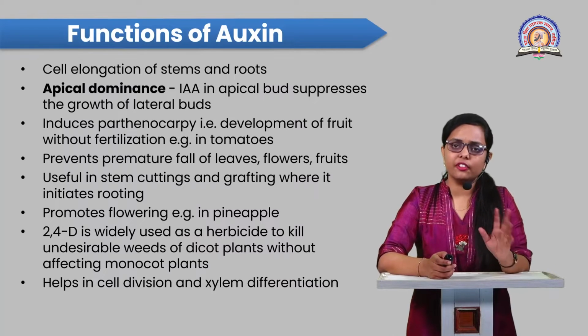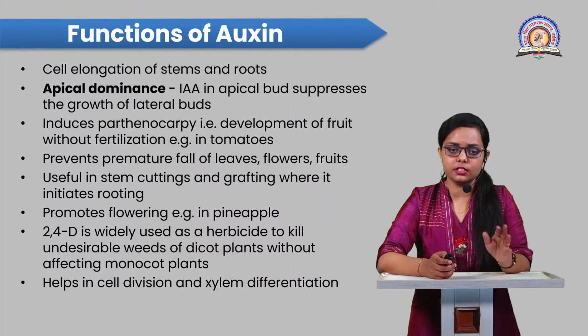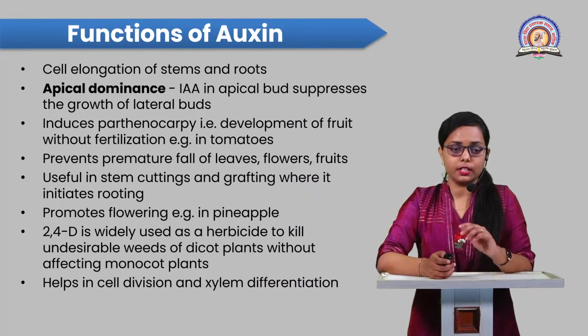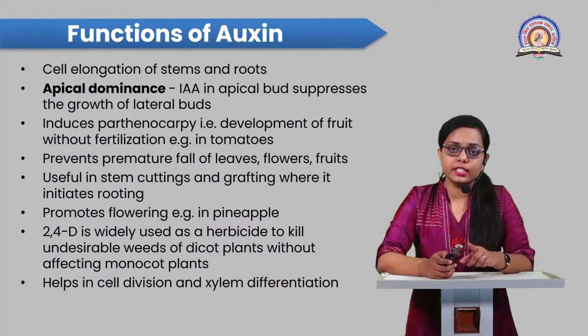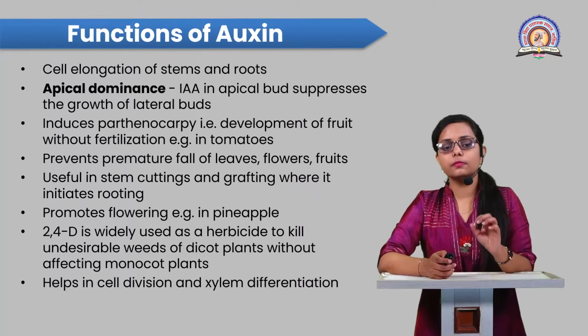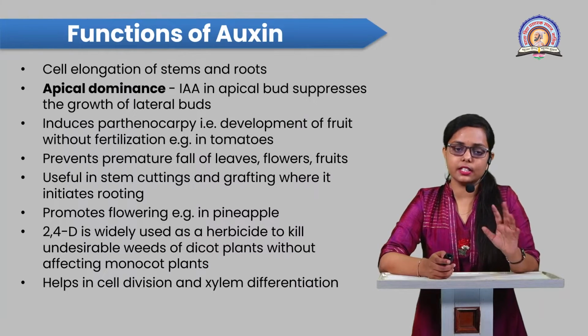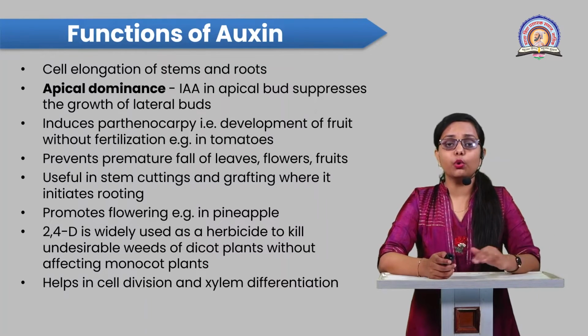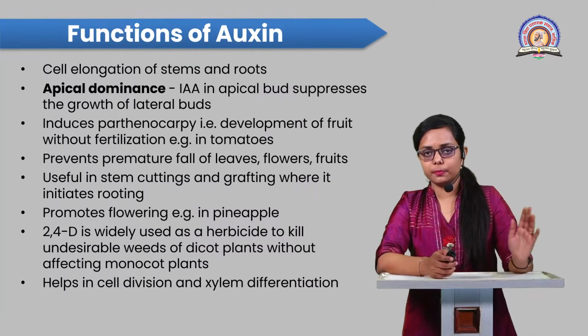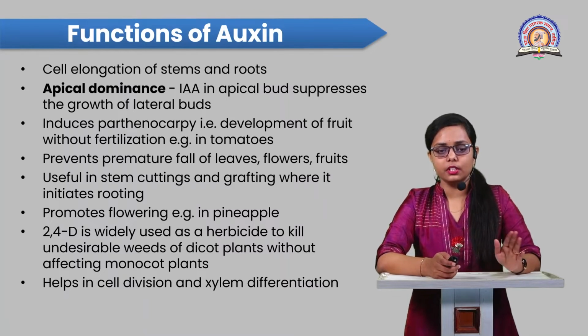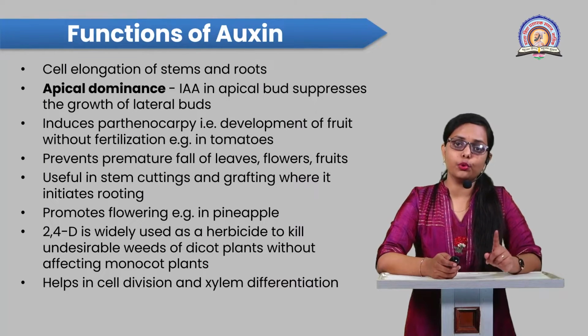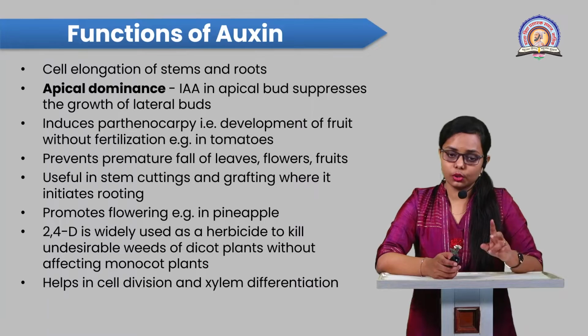So it promotes flowering in a few plants, for example pineapple, not in all plants. 2,4-D is an auxin which is used as a herbicide. A herbicide is used to kill weeds, unwanted plants which are present along the crops. They are killed by this 2,4-D, which is also an auxin.